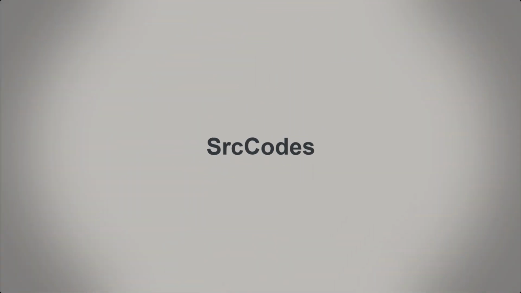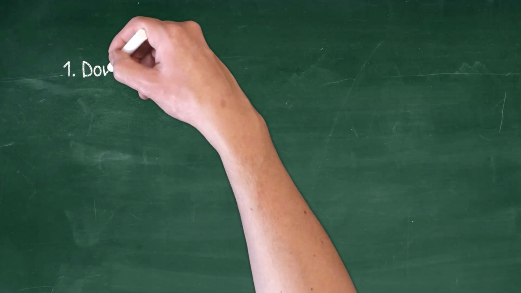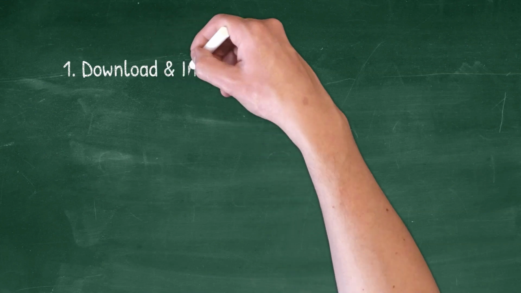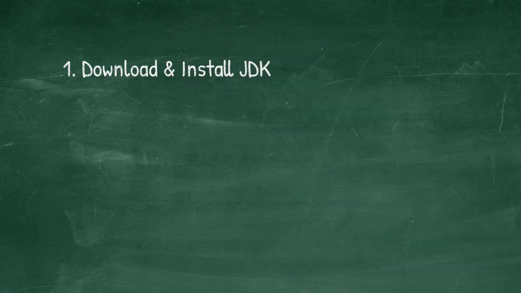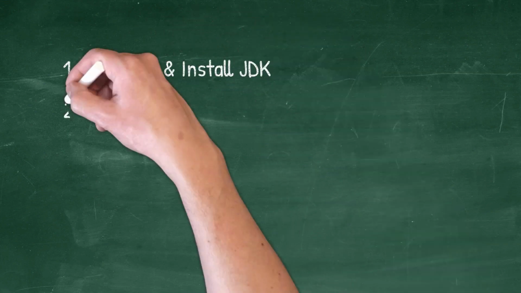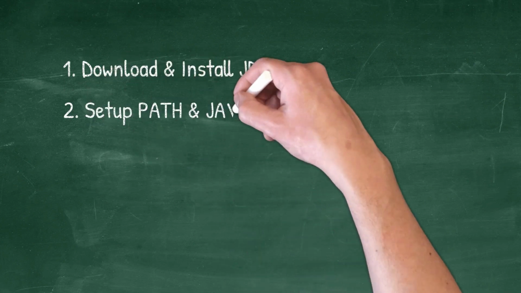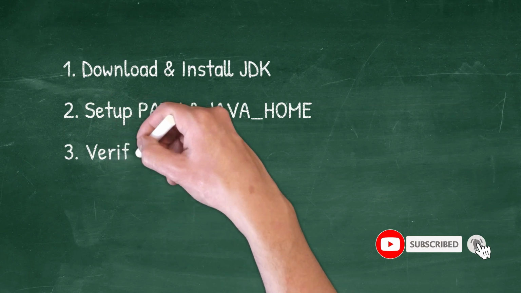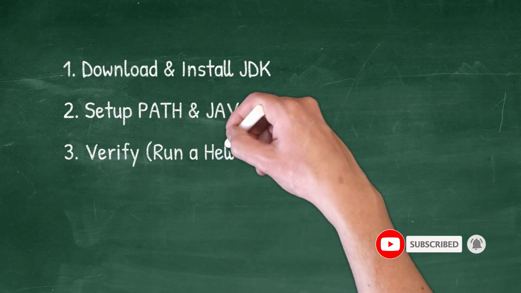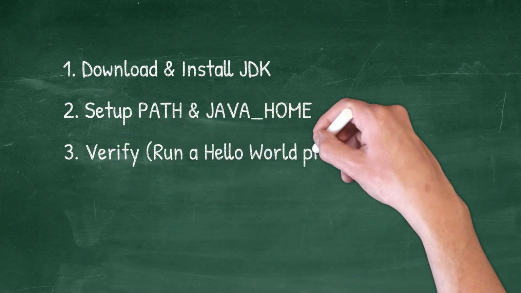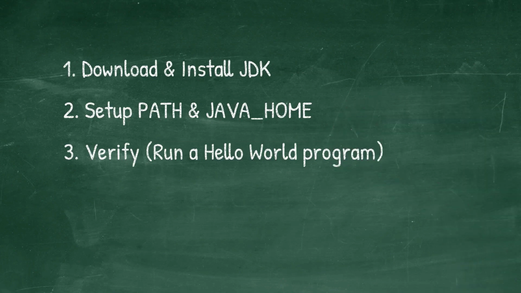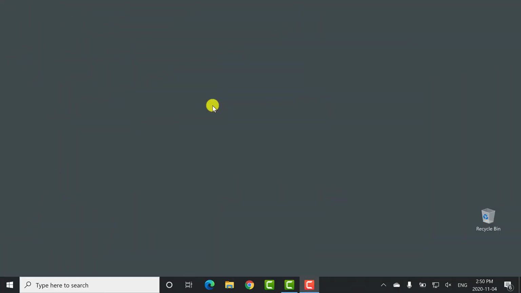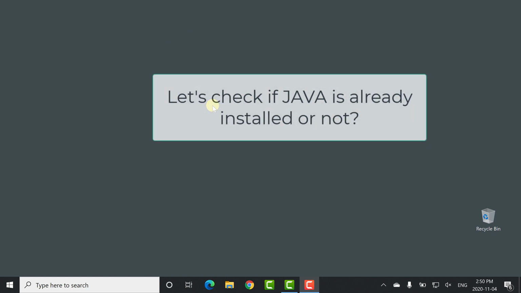Welcome to SRC Codes. In the next few minutes, I will show you how to download and install Java JDK and how to configure Java home and path variables. Also, we will execute a small hello world program to verify whether the installation and configuration are done properly or not. Let's get started.